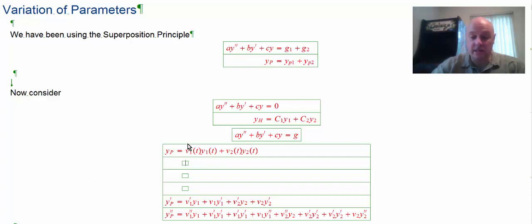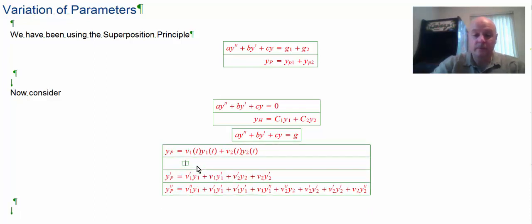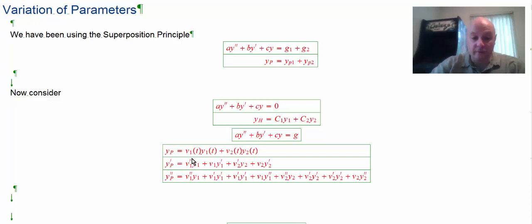So if I'm going to differentiate this, I need to use product rule on the v1y1. So that's what I've got here. Derivative of the first, leave the second alone, plus leave the first alone, the derivative of the second. This piece is just the derivative of the v1y1. So I also need to add to it the derivative of v2y2.